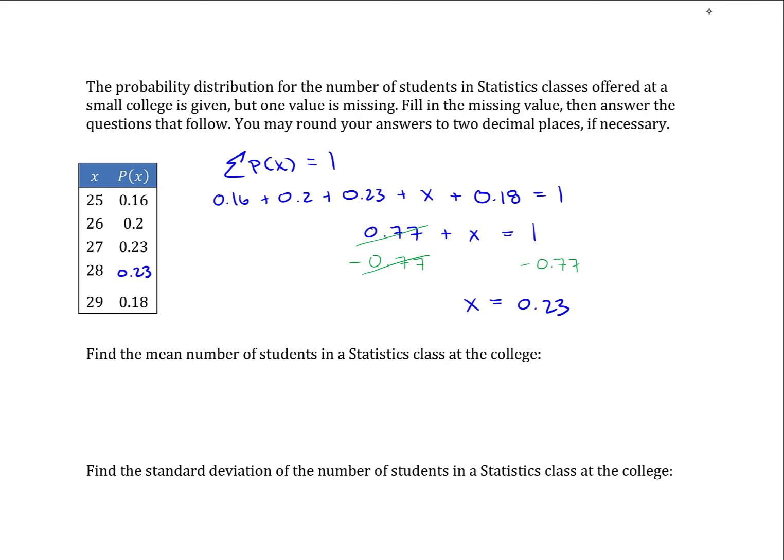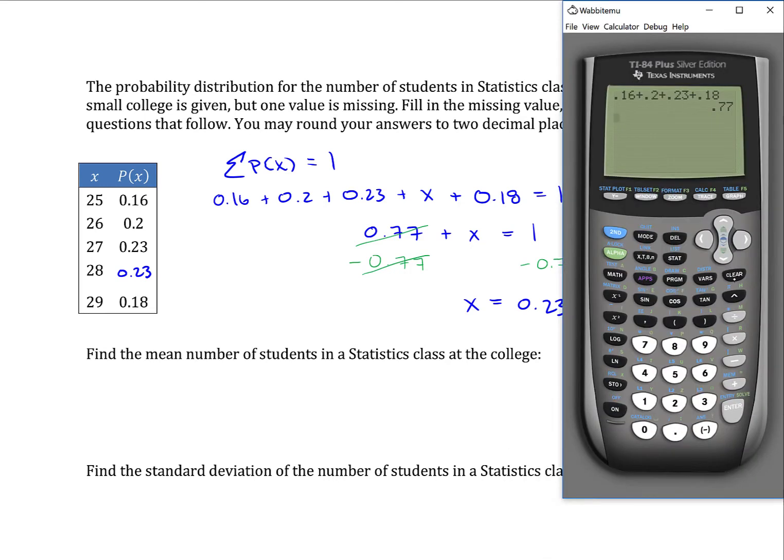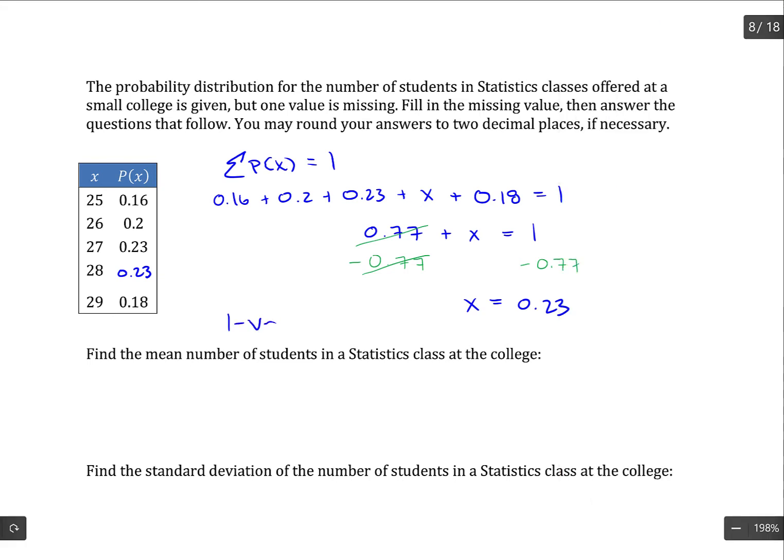And knowing that value, I can now answer the next 2 questions, which are to find the mean and the standard deviation of this distribution. In order to find the mean and the standard deviation of the distribution, I'm going to use the calculator, and in the calculator I'm going to use the function 1varstats. So 1varstats gives me mean, standard deviation, median, all kinds of different statistics based off of a set of data.